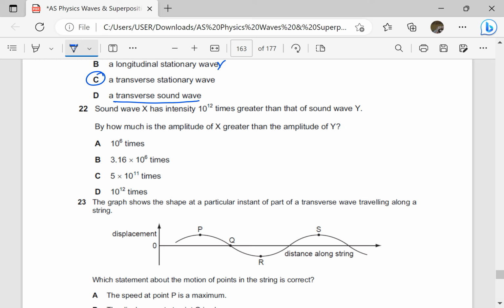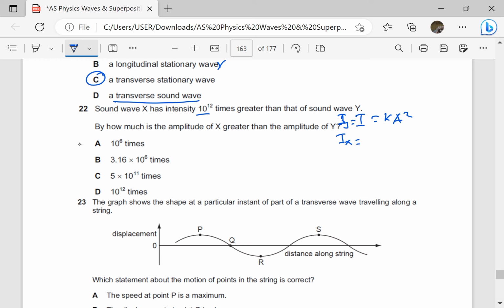A sound wave X has intensity 10 power 12 times greater than the sound wave Y. By how much is the amplitude of X greater than that of Y? We know that intensity is equal to a constant times the amplitude squared. Intensity is directly proportional to amplitude squared. So if the intensity of Y is I, then I is going to be equal to K times its amplitude A squared. This is for Y.